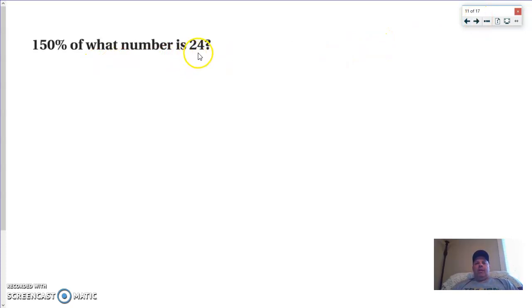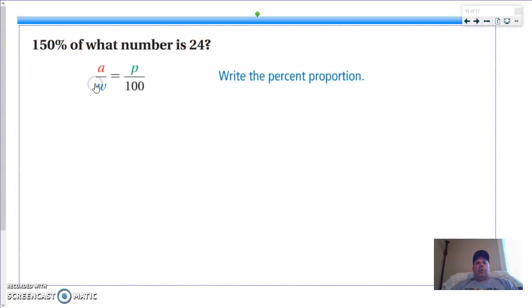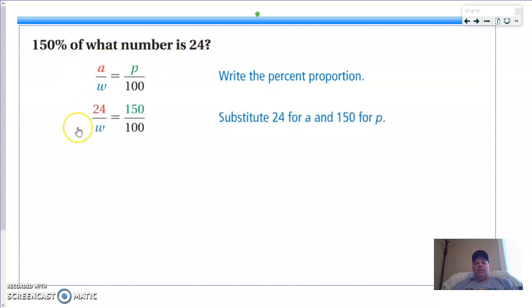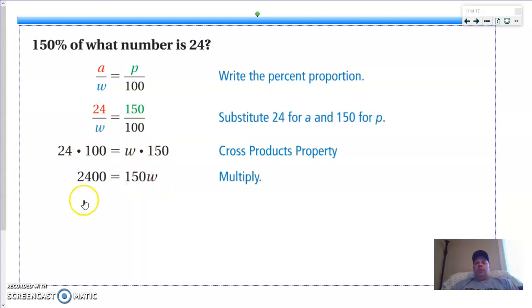150% of what number is 24? So when I think of this, I know that this is more than what we're going to have starting with. So I've got is over of equals percent over 100. The 150 is going to go here. The 24, that is going to go where the A is. So I will write this proportion. Again, I can do cross multiplying: 24 times 100 equals W times 150. Divide by 150 and we will get our answer of 16.